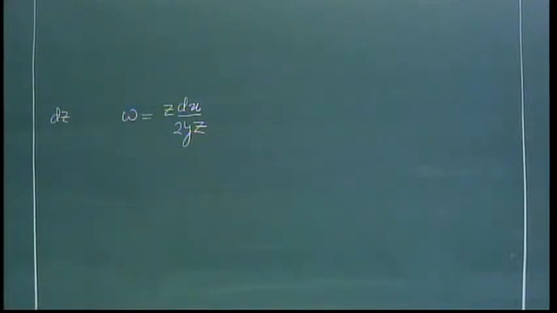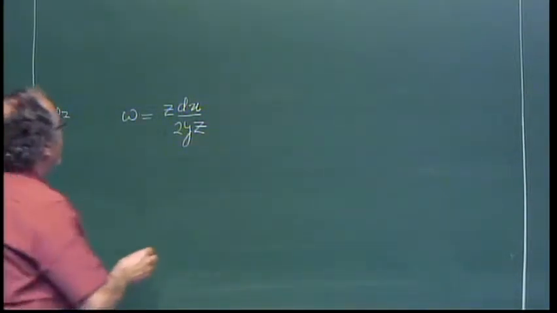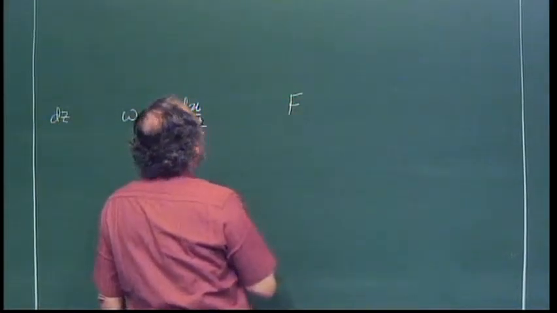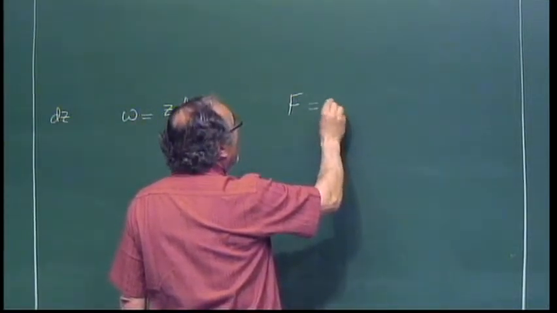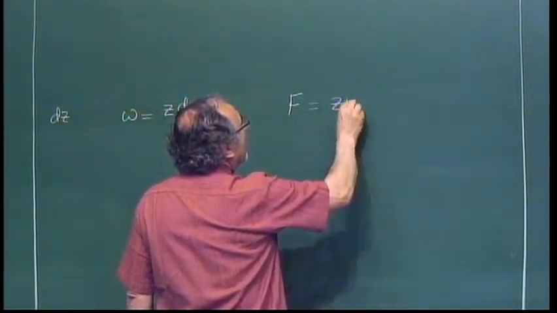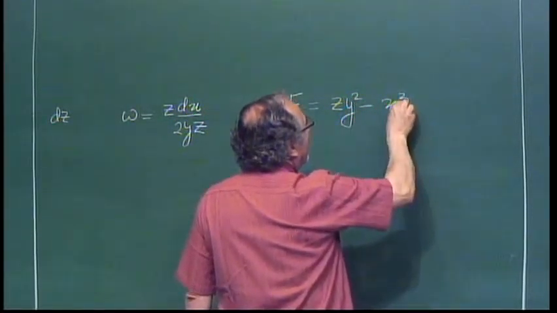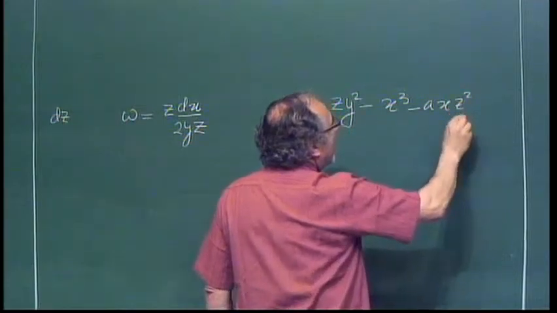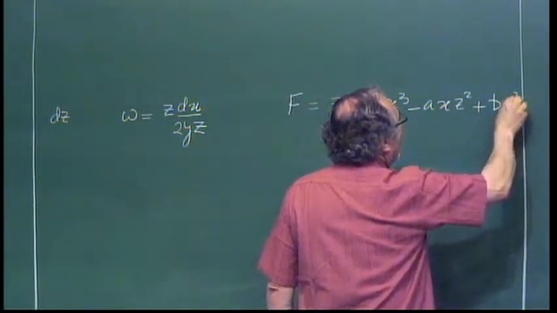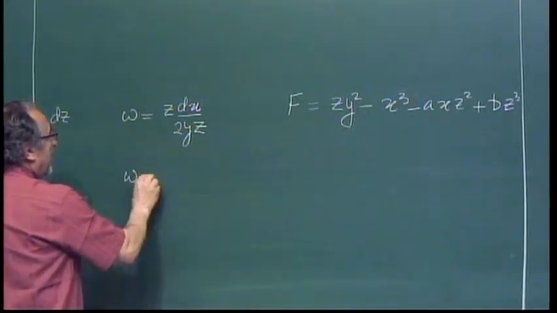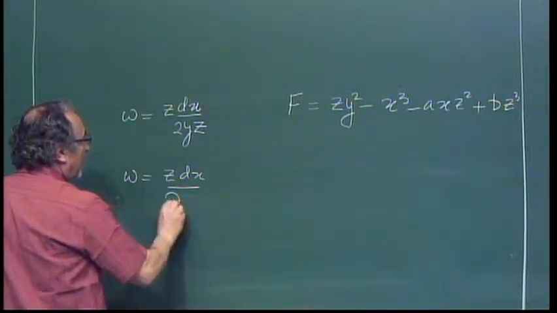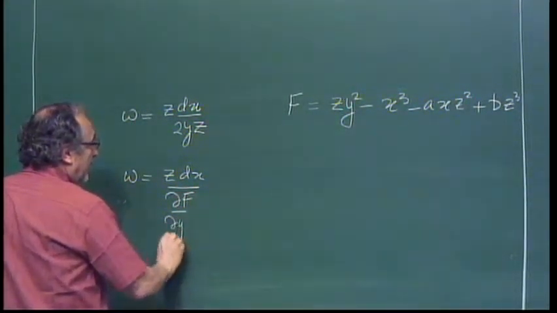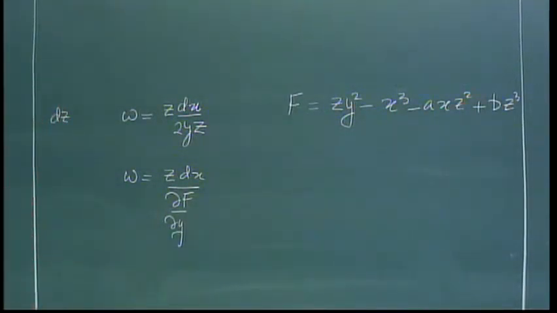Okay. Has to be homogeneous. No, it's important, right? And something that's important and not generally realized is that if you write ZF, the function that gives you the elliptic curve, this is Z y squared minus x cubed minus A x z squared plus B z cubed, that omega is in fact Z dx over DF dy, and that, in fact, is the general form, okay?